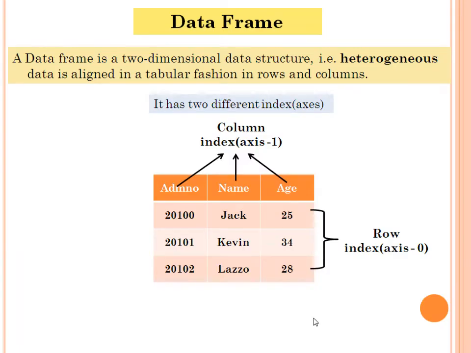A data frame is actually a two-dimensional array or data structure with heterogeneous data, always arranged in a tabular format like this. It has a combination of rows and columns. Columns are indicated by axis 1 here and rows are indicated by axis 0 here.